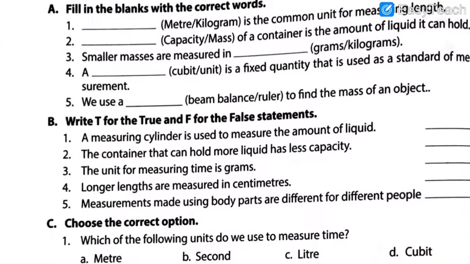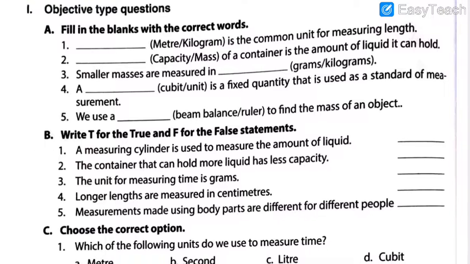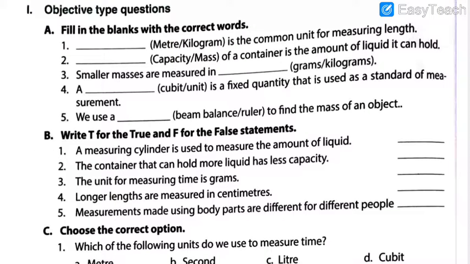Question A, fill in the blanks. Options are given in the brackets as you can see here in each blank. So let's start. Number 1. Dash is the common unit of measuring length. Meter or kilogram. Yes, select anyone.